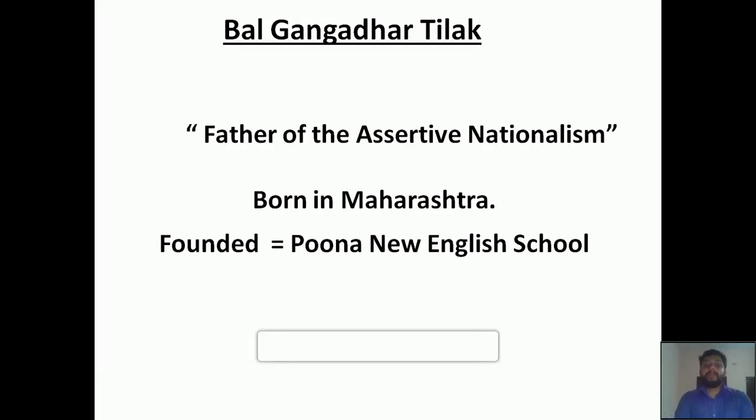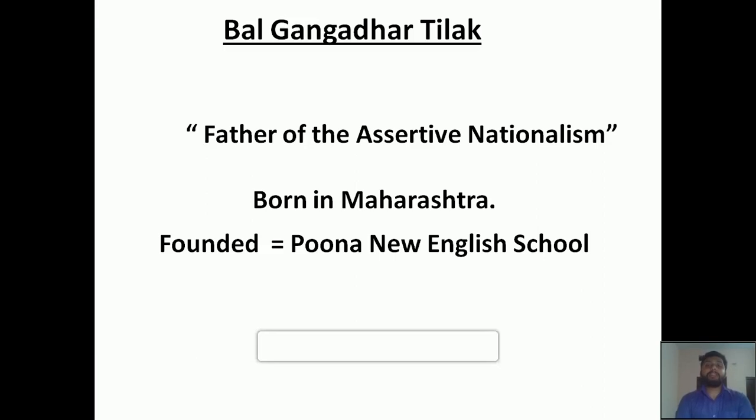Bal Gangadhar Tilak is known as the father of assertive nationalism, because for the first time in the history of the Congress, a person made a large number of contributions to the growth of the Indian National Congress. That's why he is known as the father of assertive nationalism, because once the Indian National Congress started to follow assertive nationalism, Congress started to get its popularity. So he has an important role in spreading and popularizing the Indian National Congress.